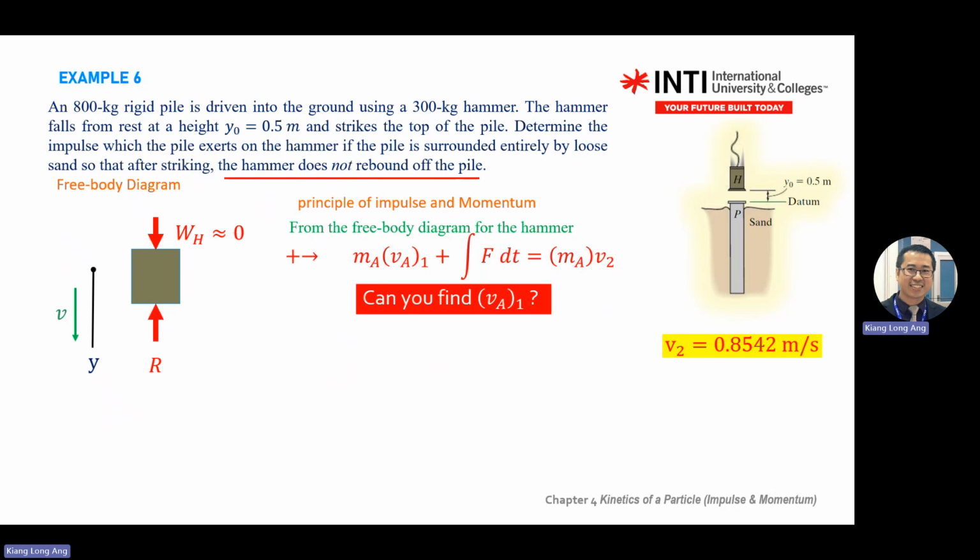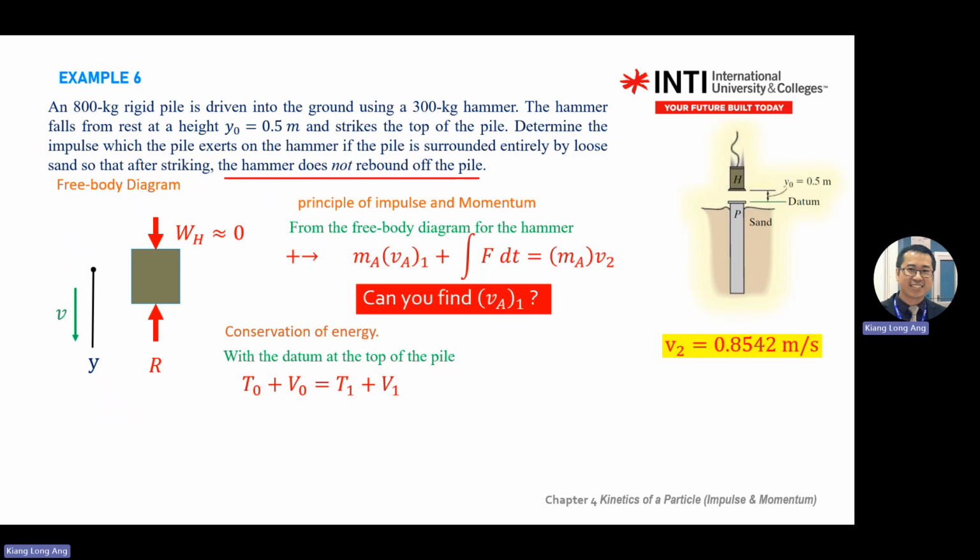So how do you find VA? We have V2 here already. So you use conservation of energy to find your VA. To find your VA, conservation of energy is energy before equals energy after.